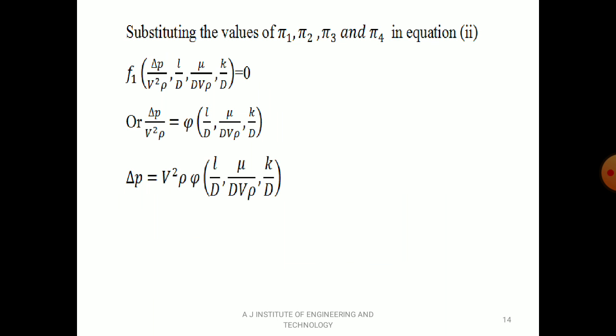So just substitute values of pi 1, pi 2, pi 3 and pi 4. So f1 of delta p divided by v square rho, L by d, mu divided by dv rho, k by d equal to 0. But we want the expression for delta p here. So expressing pi 1 as a function of the remaining pi terms, delta p divided by v square rho is equal to a function of L by d, mu by dv rho, k by d. So we can just cross multiply v square rho to the right hand side. Delta p equal to v square rho function of L by d, mu by dv rho, k by d. So this is an expression for pressure drop.